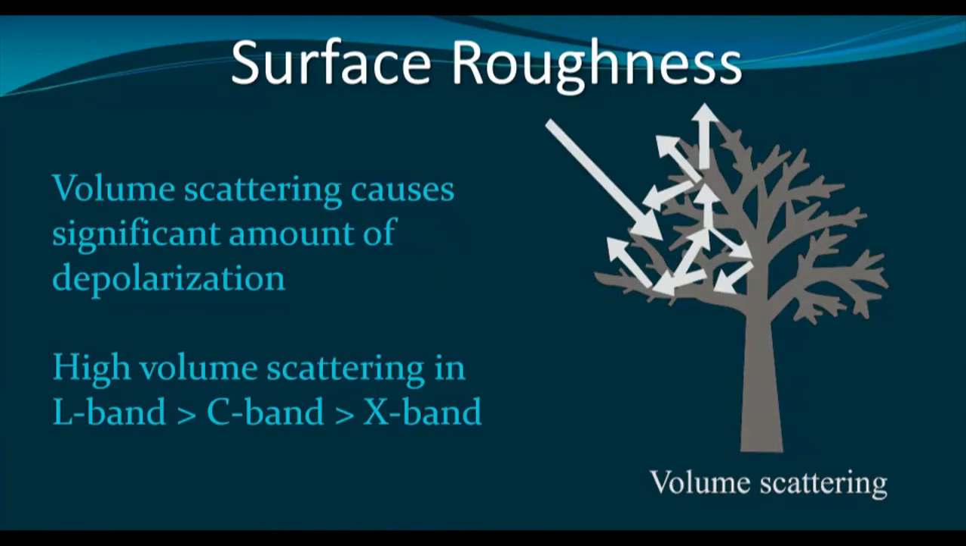This depolarization does not happen for normal scattering. For volume scattering only, this depolarization happens, and because of it, if we capture imagery in cross polarization mode, the forest will appear brighter. If we capture imagery in like polarization, meaning horizontal send, horizontal receive, or vertical send, vertical receive, in this case it will appear darker.